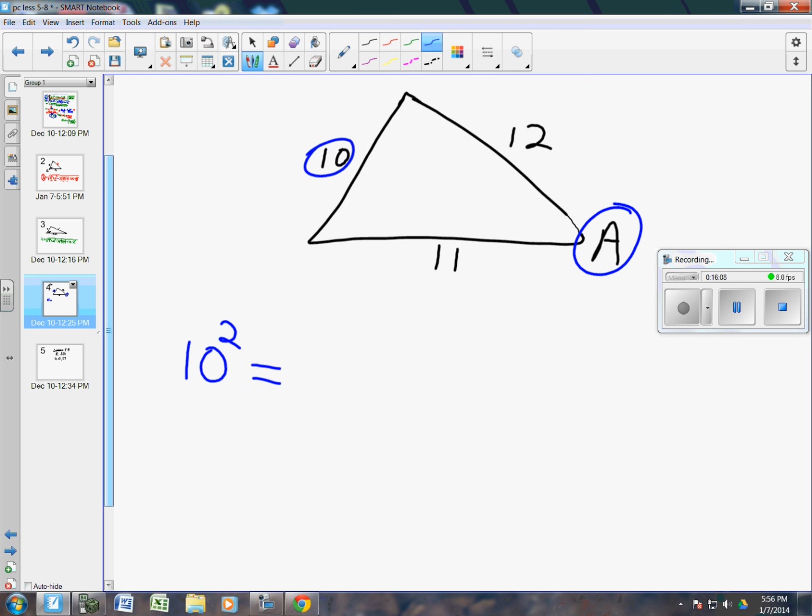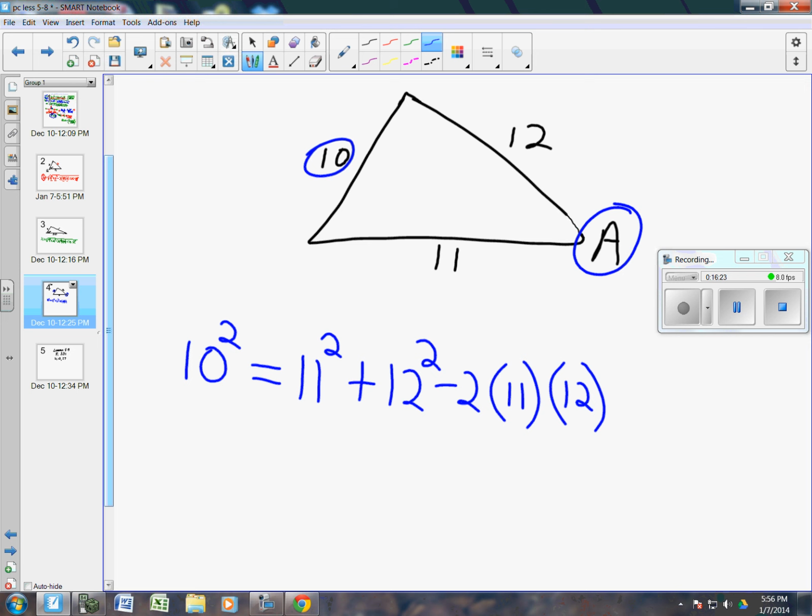10 squared equals one of the other sides squared, plus the other side squared, so 11 squared plus 12 squared, minus 2 times 11 times 12 times the cosine of A. Now, A is our unknown, angle A, and so we have to solve the equation for A. We have to get cosine of A by itself and then take the inverse cosine to get the angle. So we have to get all these other numbers on the other side.